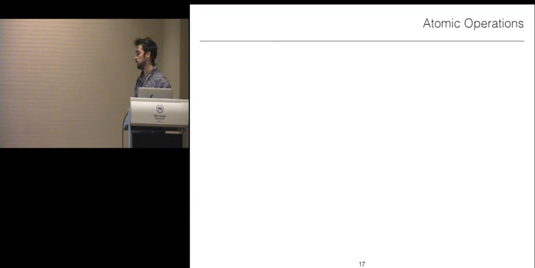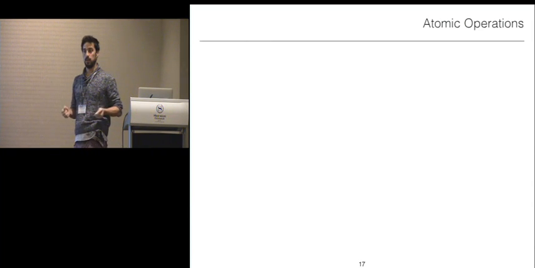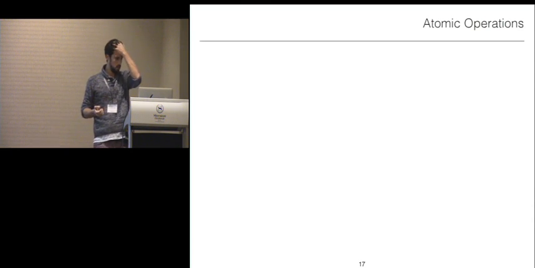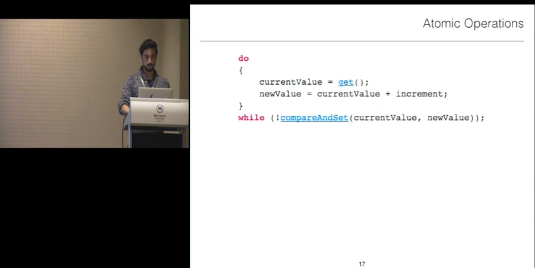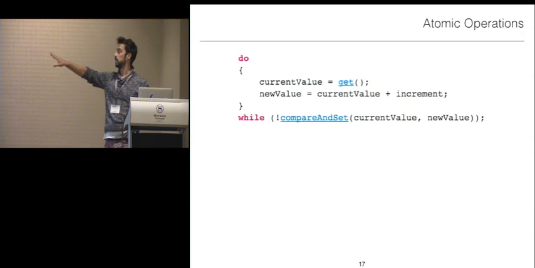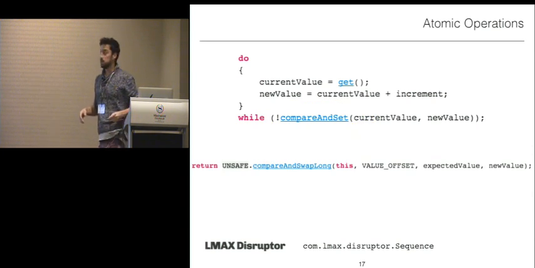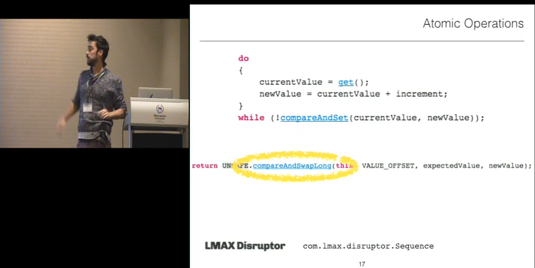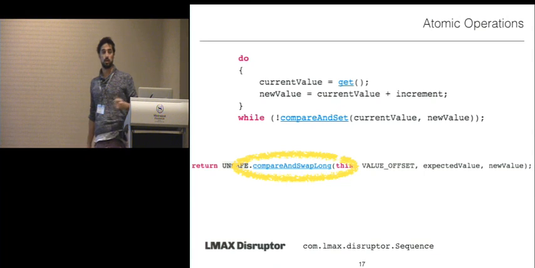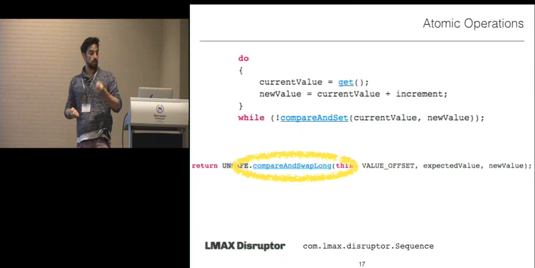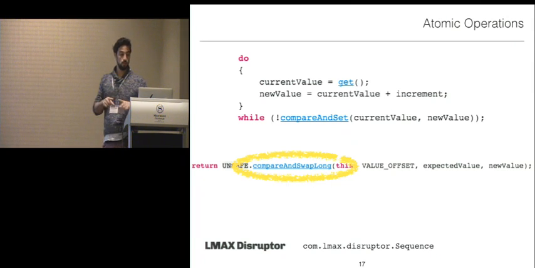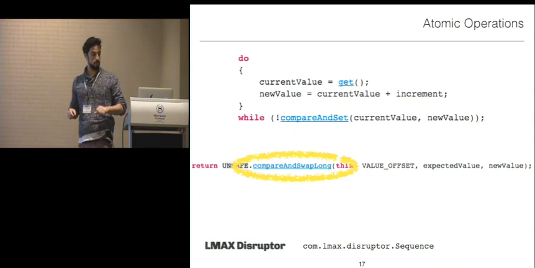Atomic operation. Atomic operation allows you to implement non-blocking data structures. How is it done? The idea here, you can see that this compare and set helper function, this is the LMAX disruptor library. It calls the compare and swap long method. So the compare and swap will translate directly to a machine instruction that allows you to, even in the presence of multiprocessors, do a really atomic operation.